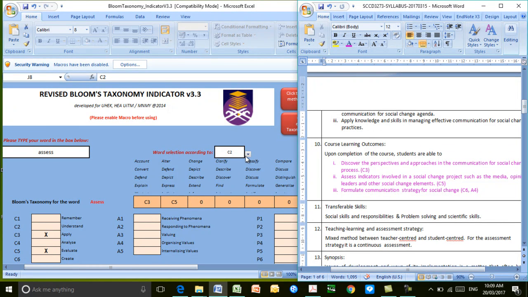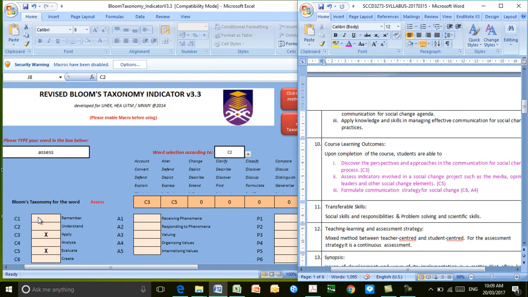Basically, you can construct your course learning outcome in two ways. The first, if you are not very sure, you will simply try to identify which domain of cognitive this course will cater for.